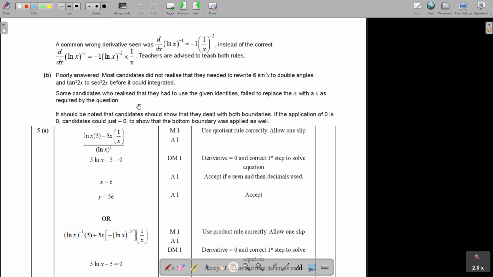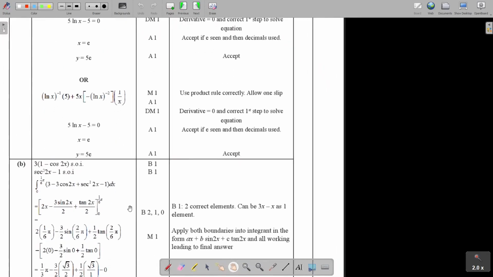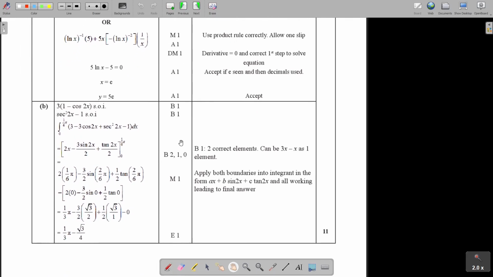Some candidates who realized that they had to use the given identities failed to replace the A with an X as required by the question. It should be noted that candidates should show that they dealt with both boundaries. If the application of 0 is 0, candidates could just say minus 0. So you must show it and show that the bottom boundary was applied as well. So you cannot assume it's 0 and not write it. You don't have to say minus 0, minus 0, minus 0, but just one time minus 0. If you see that all will become 0.